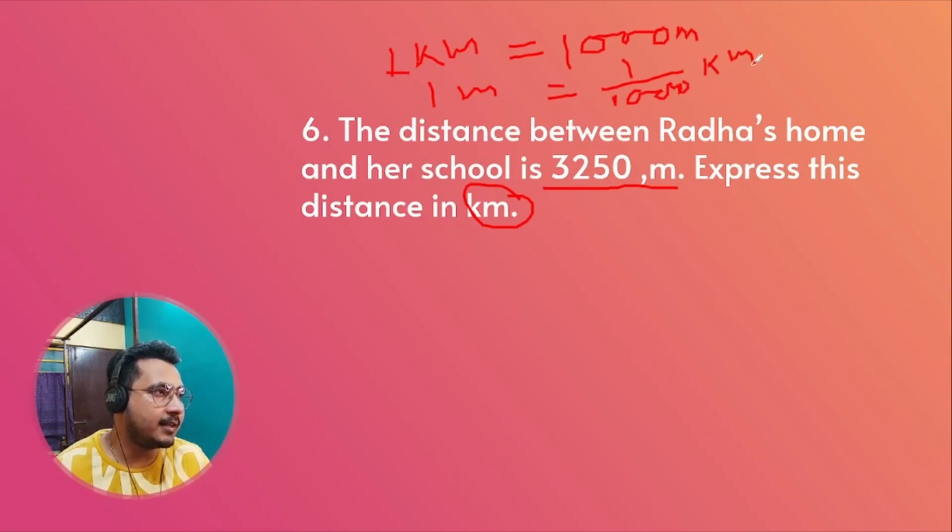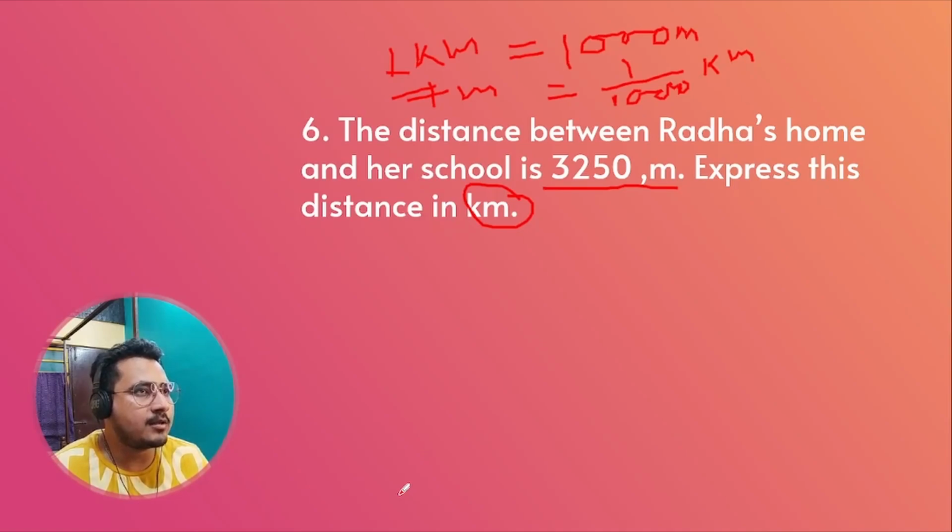Just by using that, you calculate. Like 3250 meter, here you place 3250 and find out the value. That means I will divide it. Yes, you have to divide 3250 by 1000. What will it be? Yes, I got the answer. That is 3.25, right?